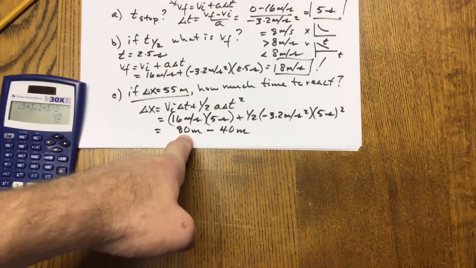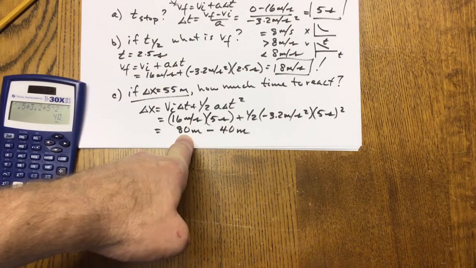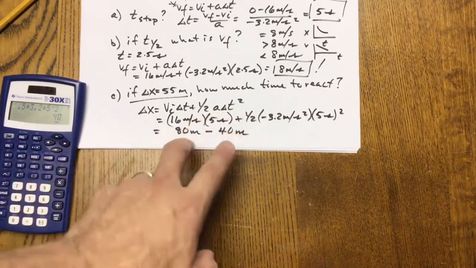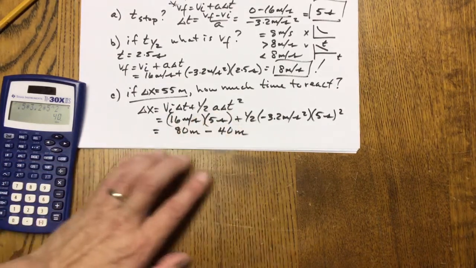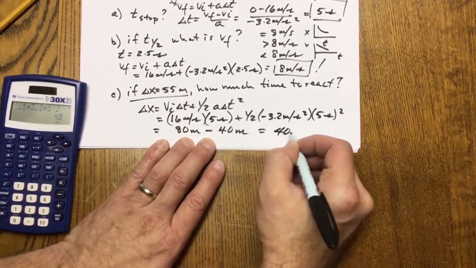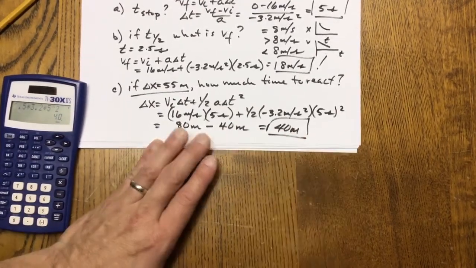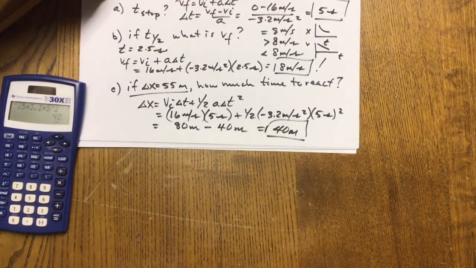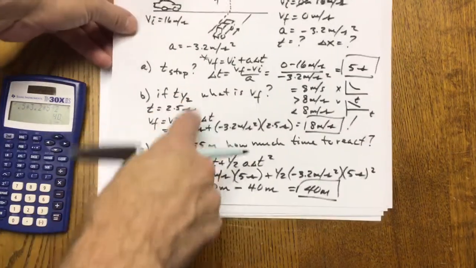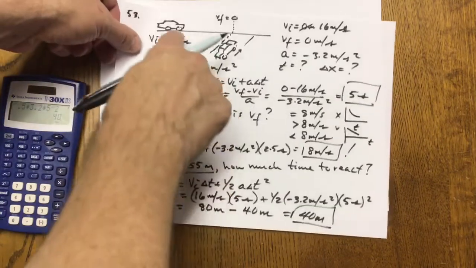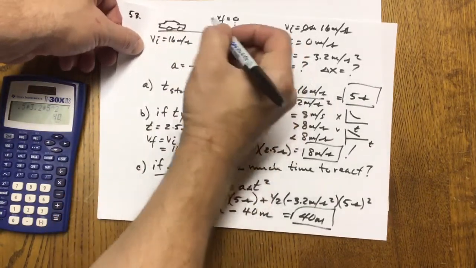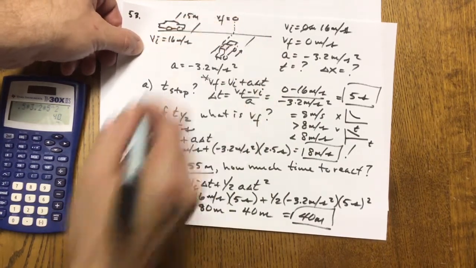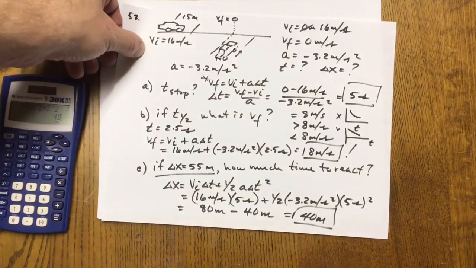At constant speed, we go 80. Because it's accelerated motion, we're going to go half that distance, aren't we? 40 meters. So that's how far you go in 5 seconds. Is that how far it is to the driveway? No. It's 55. We have 55 meters to go. So that means that we can go 15 meters of distance before we hit the brakes.